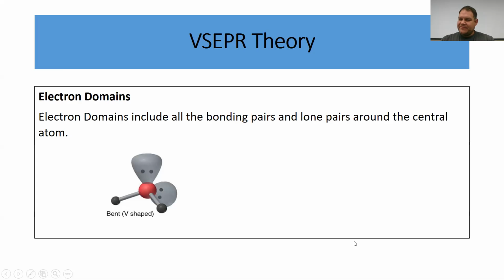All right. Before we can get any further into VSEPR theory, I need to introduce to you the idea of electron domains. It's a simple concept. Essentially, an electron domain is the total number of bonding pairs and lone pairs around a central atom. It has to be around a central atom, and it does include the lone pairs and any bonding pairs.